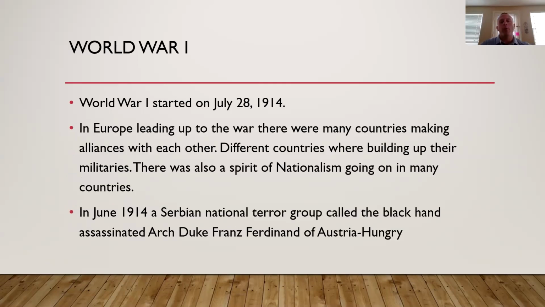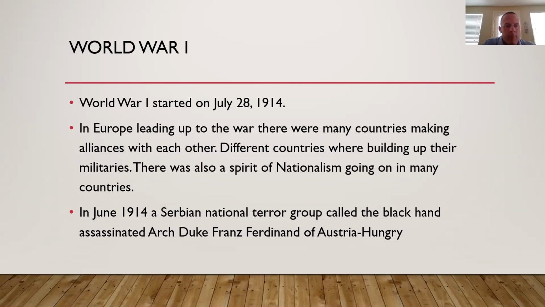Okay, World War I. World War I started on July 28th, 1914. And right when World War I started, the United States did not get involved. In Europe leading up to the war, there were many countries making alliances with each other. Different countries were building up their militaries. There was also a spirit of nationalism going on in many countries in Europe, where citizens and governments were really proud to be French, proud to be Italian, proud to be German, and they built up their militaries to really protect them from other nations.